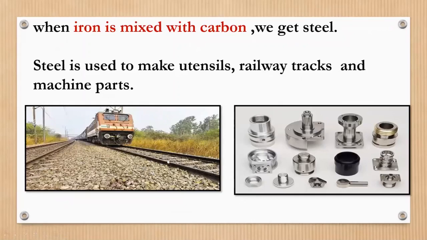These are also made of what, children? Steel. And the steel is made of which metal then? It is made of iron. When it is mixed with carbon, then we get which metal? Steel. Well, steel is used to make some machine parts. You can see here. So from the iron, we can get steel.